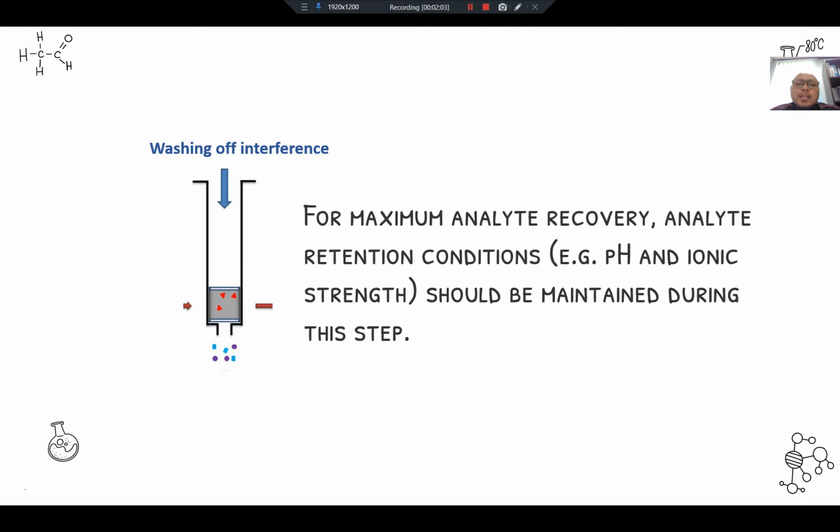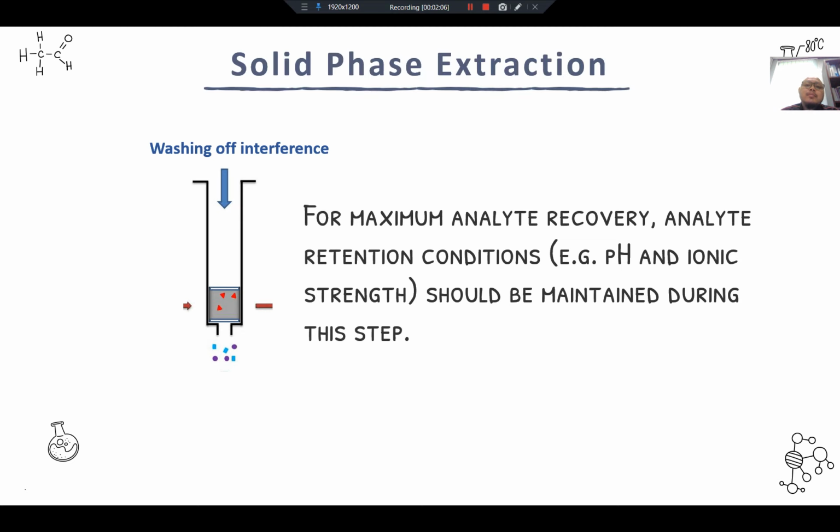Alright, the next one is washing off interference. After you have conditioning, after you have loading, you need to wash off the interference. For maximum analyte recovery, analyte retention should be maintained during this step. Kalau kita tak nak kehilangan analyte during the washing process, we need to maintain the pH or ionic strength where the analyte and adsorbent have maximum retention. Kita tak nak main tuang apa-apa solvent untuk wash the interference, nanti kita remove sekali analyte kita. That is the thing that we want to avoid.